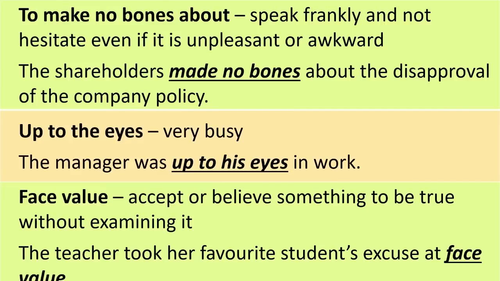The shareholders get money from the shares. Therefore, they cannot be polite. They cannot say something which the company is doing. If they don't like it, they have to make no bones about it. Up to the eyes means very busy. The manager was up to his eyes in work. Here is a simple sentence, you can easily follow it.